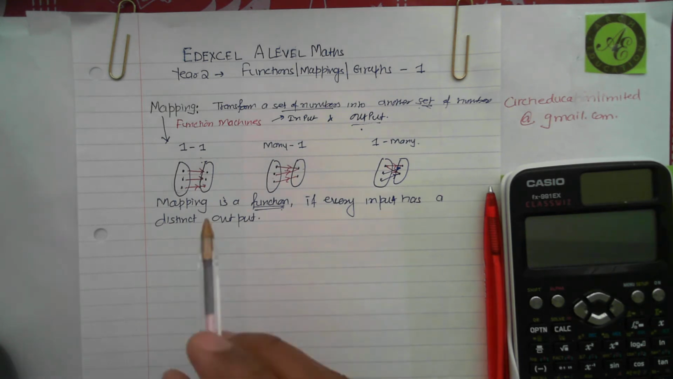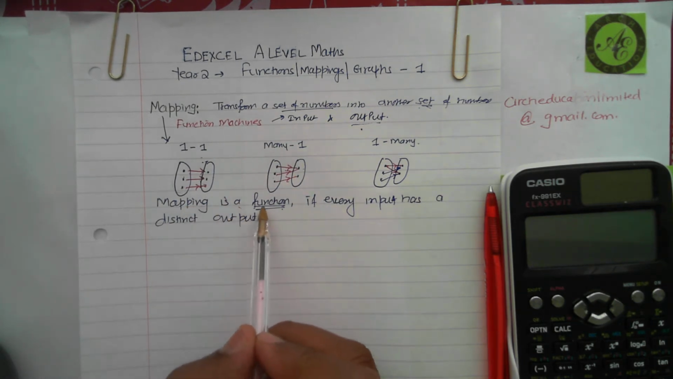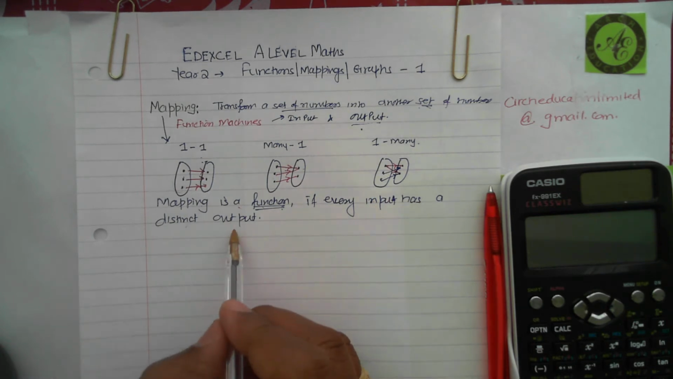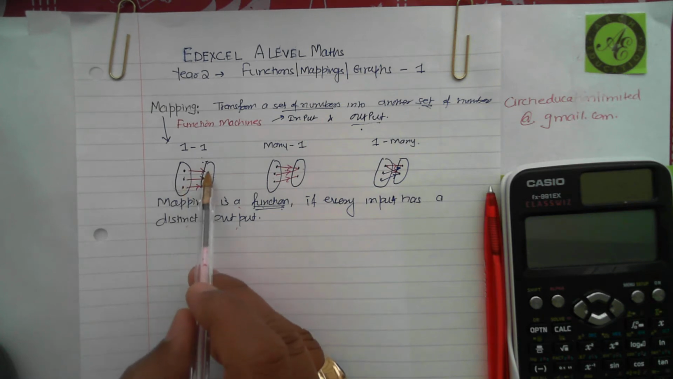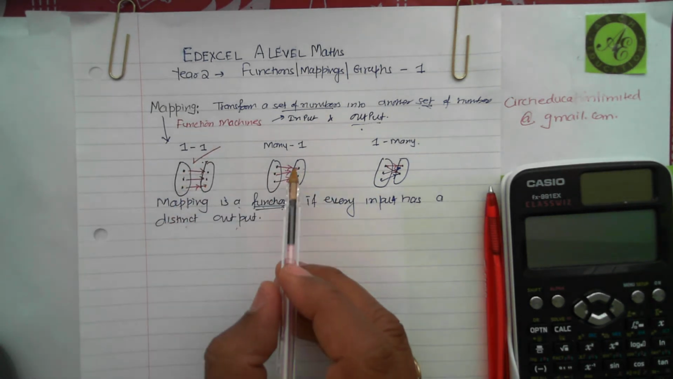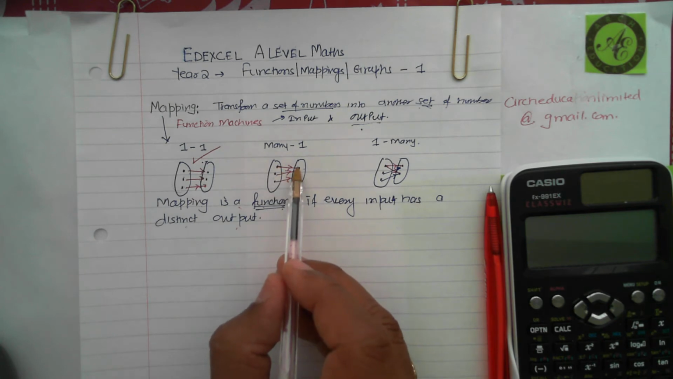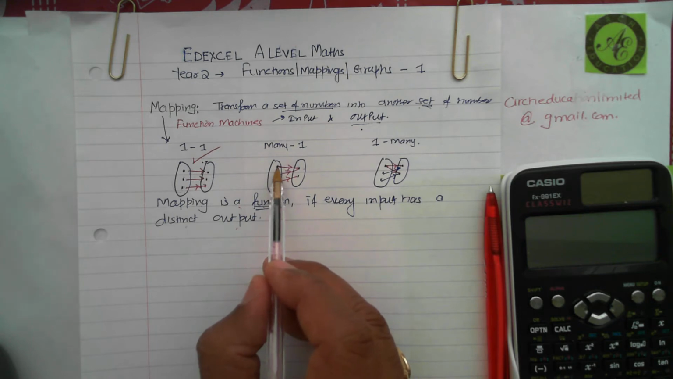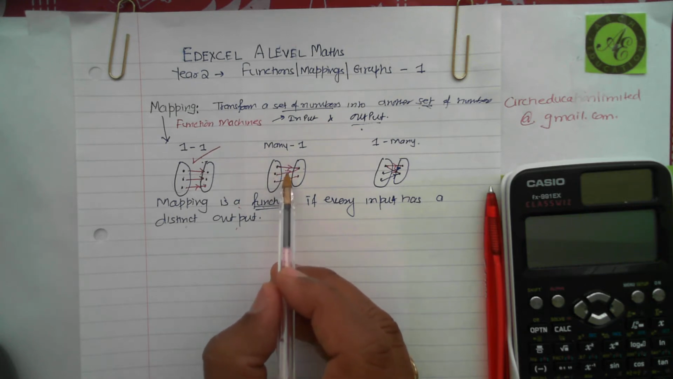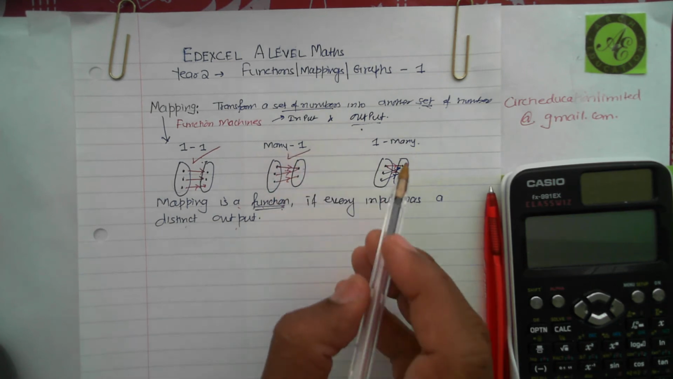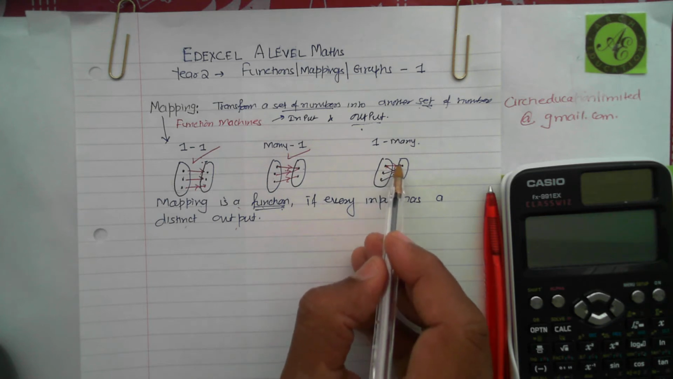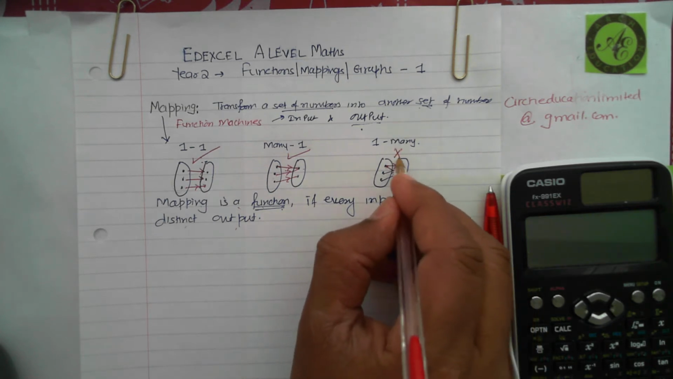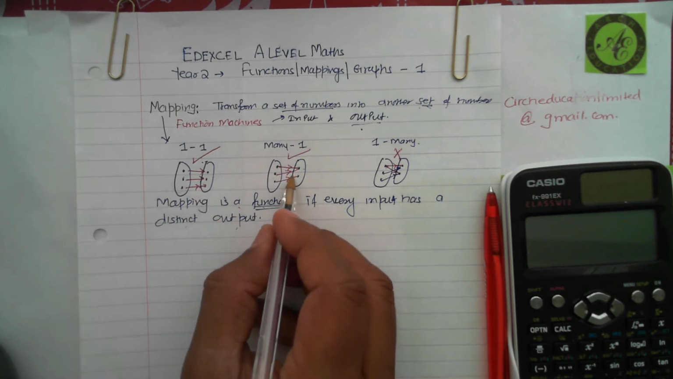So the definition of function is which mappings are functions: every input has a distinct output. So in this case, this input has distinct outputs. Yes, this can be a function. This input has a distinct output. This input has a distinct output. Distinct means that one input doesn't have more than one output. Okay, distinct means different. So this can be a function as well. For here, this input doesn't have one and only one output. It's got two. So it's not distinct. This cannot be a function. So mappings which are one-one and many-one can be functions.